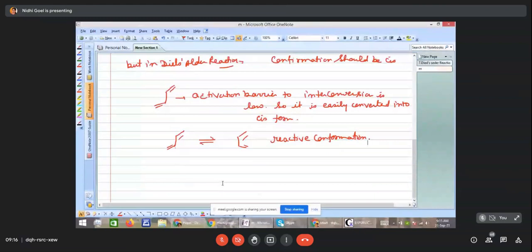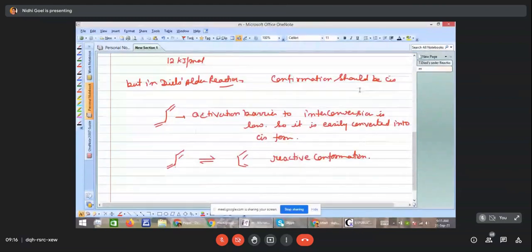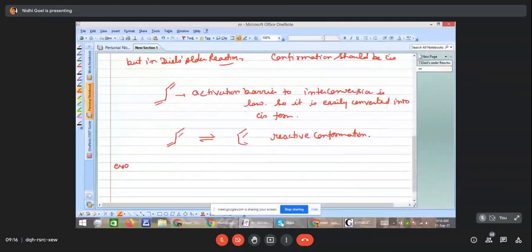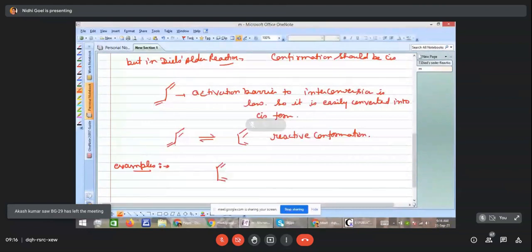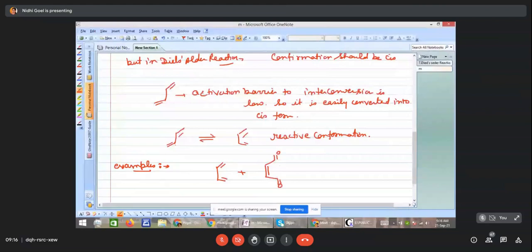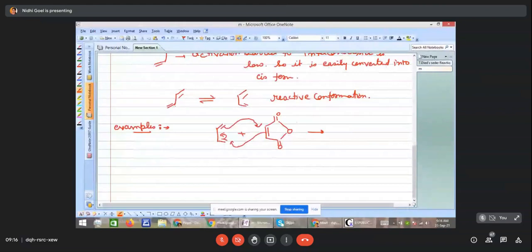Okay. So now I'll take some more examples for the Diels-Alder reaction. This is conjugated diene. This is dienophile. So what will be formed? This bond shifts this side, this one this side, and this side. So this is the 1,4 addition. 1, 2, 3 and 4. What will be the product? So this product is formed.